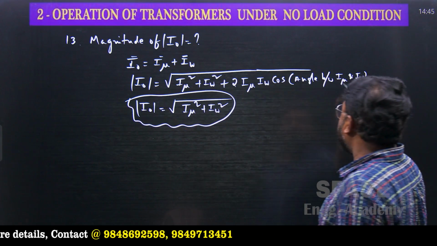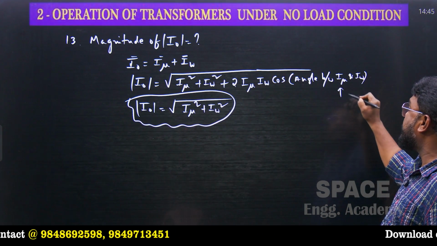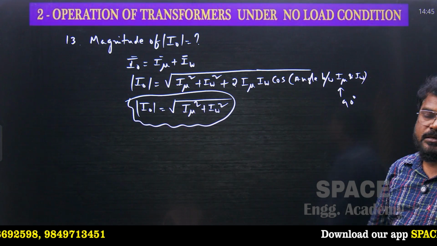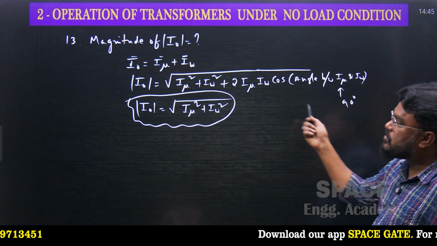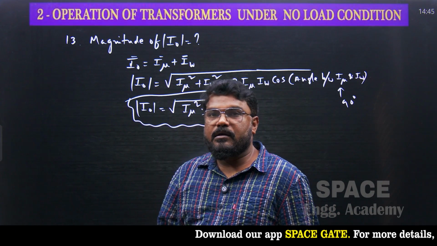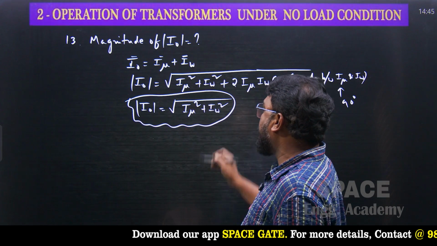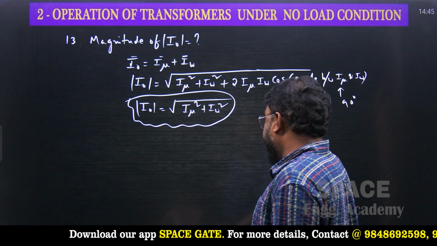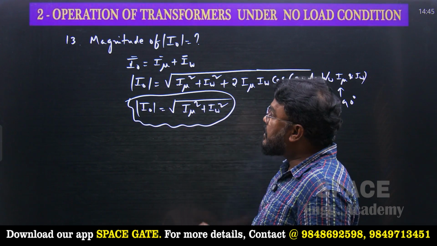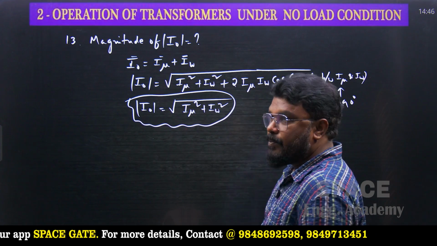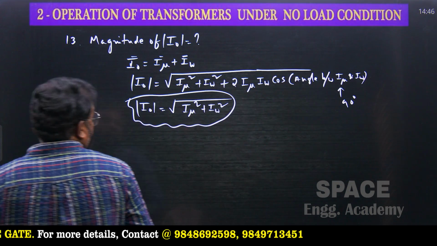The angle between I mu and IW is always equal to 90 degrees, and cos 90 is equal to 0. So that's why we get I naught is equal to the square root of I mu square plus IW square. This is another point in this topic. We can expect a question from here.